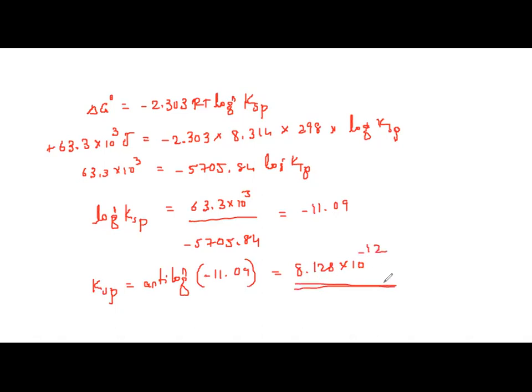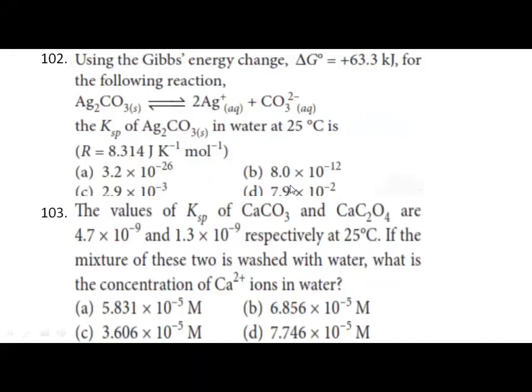This is the answer. Yes, you have to be very perfect while checking for log and anti-log. So 8.128 into 10 raised to minus 12. So which is the correct option? It is option B, 8.0 into 10 raised to minus 12.